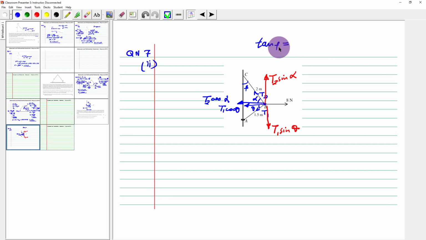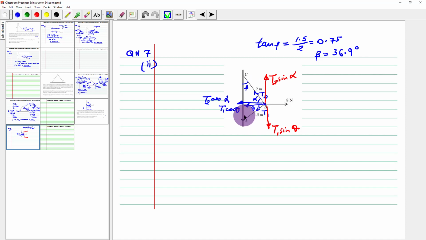So tan beta is going to be equal to opposite, which is 1.5 divided by 2, and this is 0.75. Beta will be equal to tan inverse of this value, which will give me 36.9 degrees. That is what beta is.